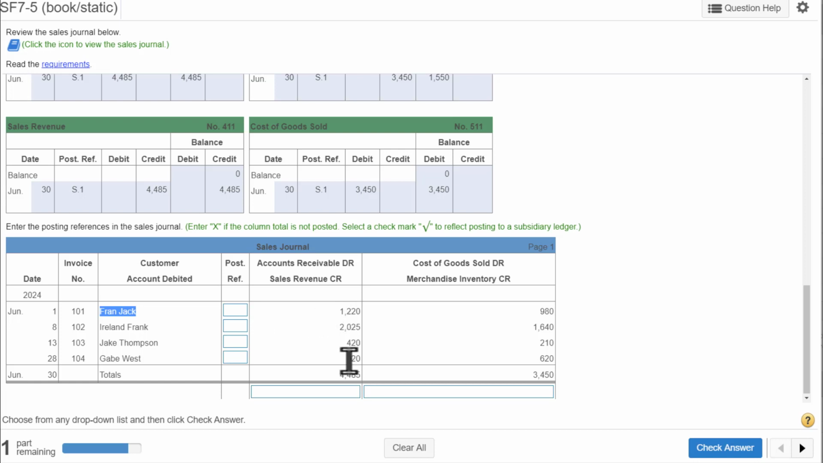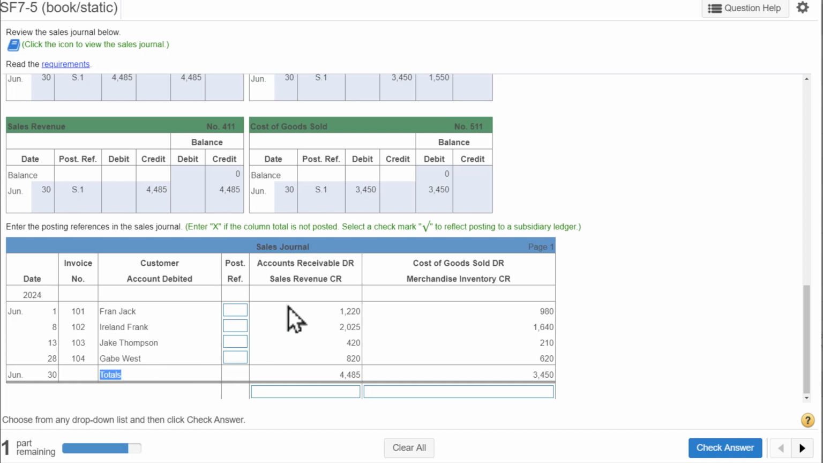But if we waited till the end of the month to do that, we wouldn't be able to tell Fran how much she owed us. So that's why we always post accounts receivable and accounts payable at the end of every day. Everything else, all these totals are posted at the end of the month.